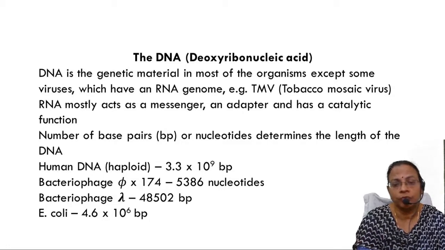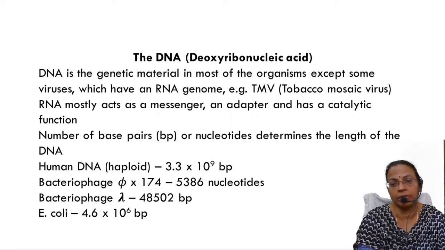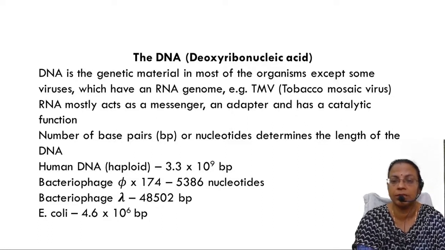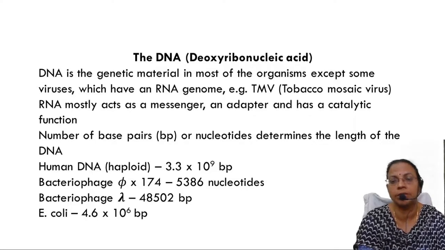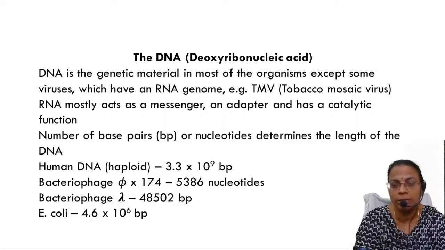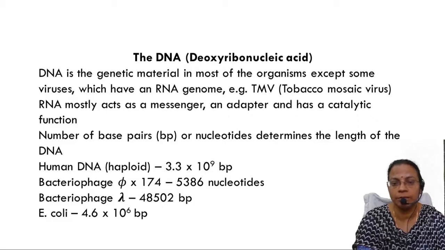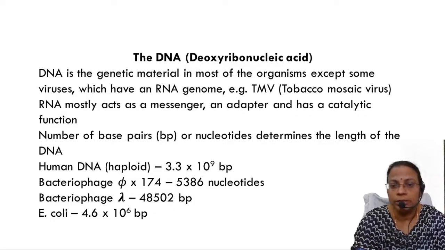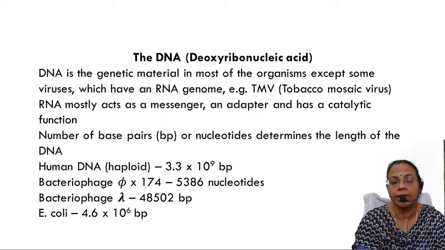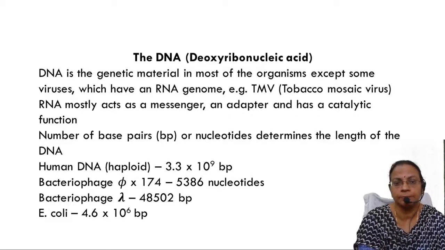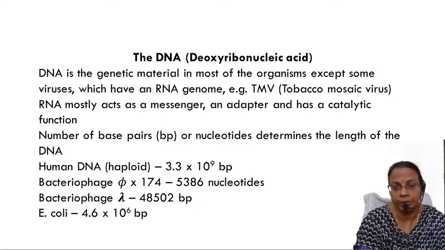So all these four functions, or five: RNA itself is genetic material, it can act as messenger RNA, it can act as adapter RNA, and it can act as a structural component. At the same time, it has catalytic activity, which is also called ribozyme. So both DNA as well as RNA can act as the genetic material, which is made up of many nucleotides.